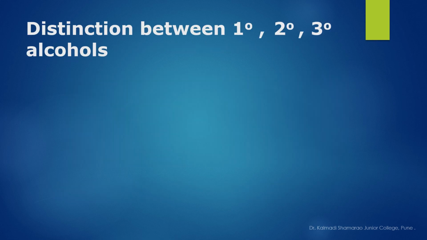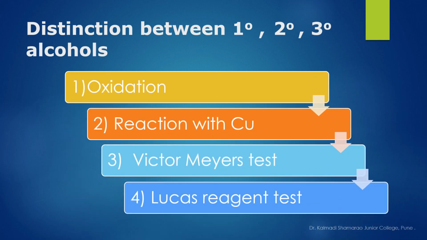Distinction between primary, secondary, and tertiary alcohols can be done by the following four tests: oxidation, reaction with copper, Victor Meyer test, and Lucas reagent test. Out of these four, we have already discussed the Lucas reagent test in our previous videos. So right now, we will be discussing the first three.